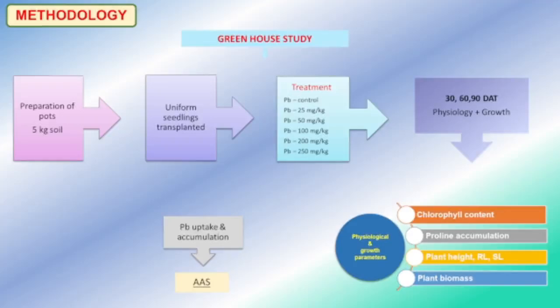The seedlings were allowed to grow for 3-4 weeks, after which lead in the form of lead nitrate was added in different concentrations like 25, 50, 100, 200, 250 milligram per kg as a treatment in their respective pots.